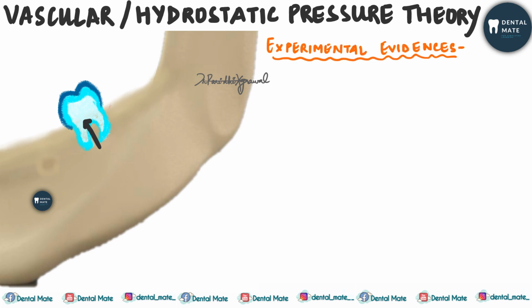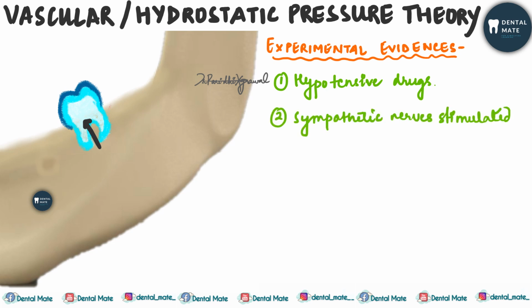There are various experimental supports for this theory. First is the hypotensive drugs. The hypotensive drugs induce an increase in the hydrostatic pressure and there is an increased rate of eruption of the tooth. Second is the sympathetic nerves. When the sympathetic nerves are stimulated, vasoconstriction occurs and there is decreased hydrostatic pressure, which decreases the rate of tooth eruption.